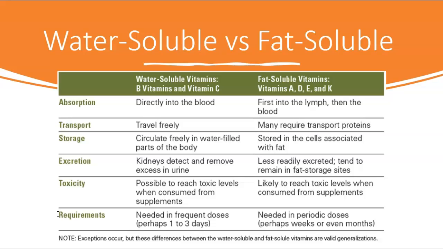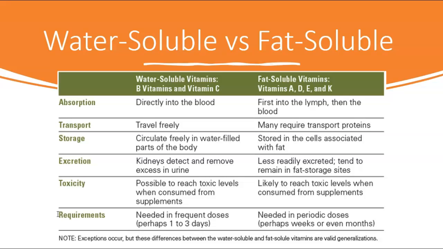Water-soluble vitamins are not stored, whereas fat-solubles are stored in the fat. For excretion, the kidneys will detect high amounts and remove any excesses in the urine. Fat-soluble vitamins are not as easily excreted, and they tend to remain in fat storage sites until you need them. It is possible to reach toxic levels with both of them.